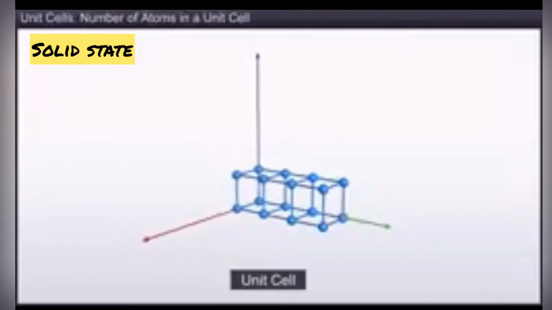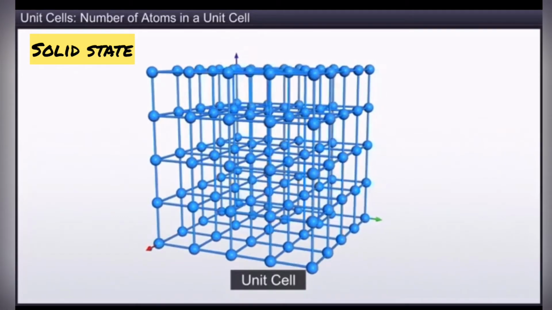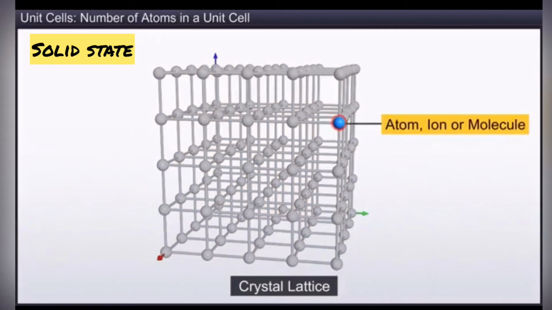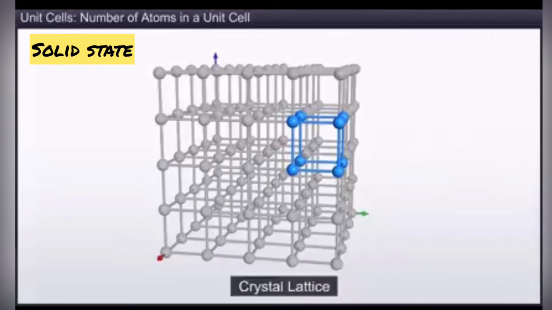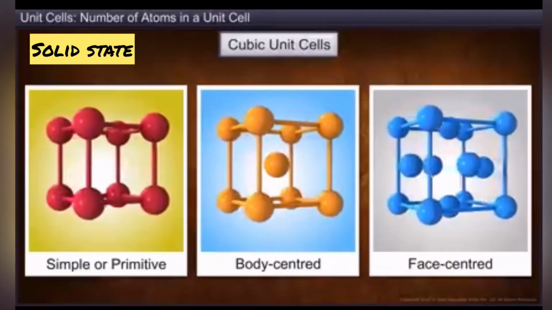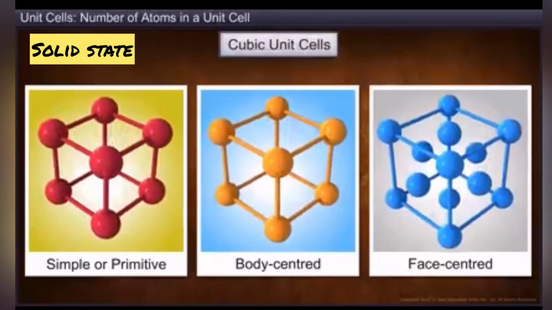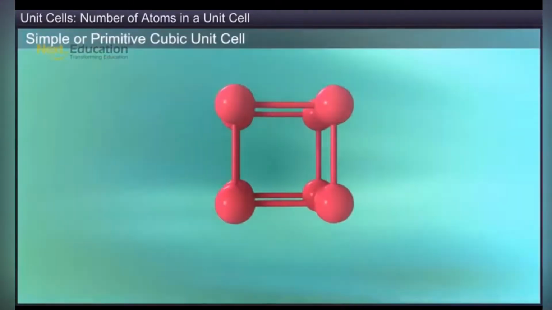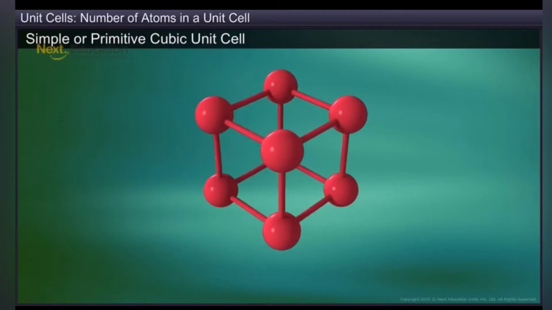In this, we'll take number of atoms in a unit cell. A unit cell is repetitive in three directions, and it has lattice points, atoms, ions or molecules. Now, what is the arrangement of these atoms, ions or molecules? Accordingly, we have three types of unit cells. Let us start with the first one, and that is simple or primitive cubic unit cell.